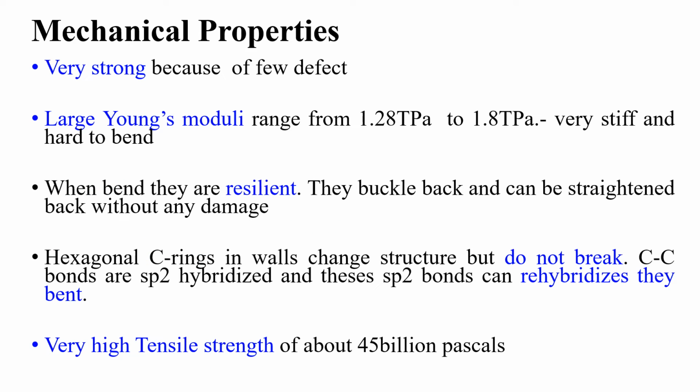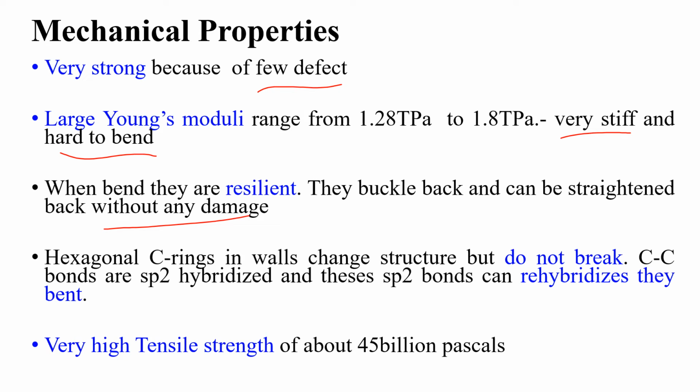Mechanical properties. Carbon nanotubes have very good mechanical properties. Because of few defects, they are very strong. They possess large Young's moduli which make them very stiff and hard to bend. When they are bent, they buckle back and can be straightened without any damage.